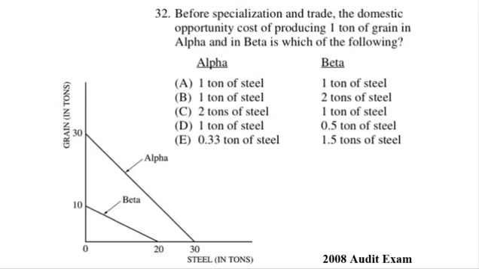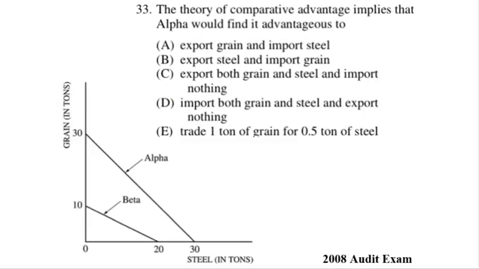All right, for this one, you should have selected B, 1 ton of steel for alpha and 2 tons of steel for beta. So let's take the same thing. Remember, you should have created a chart here. And let's look at this question. The theory of comparative advantage implies that alpha would find it advantageous to what? So you're going to need to figure out the comparative advantage for each one. All right, video is going to go ahead and pause, figure out the correct answer. We're going to come back with that in just a second.